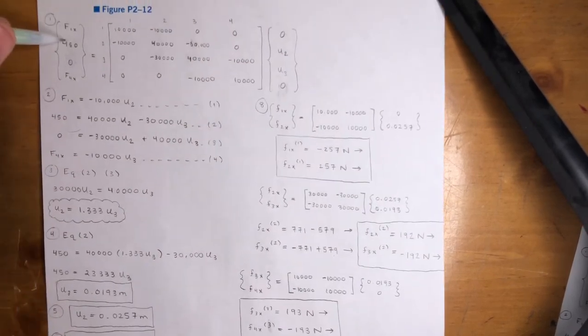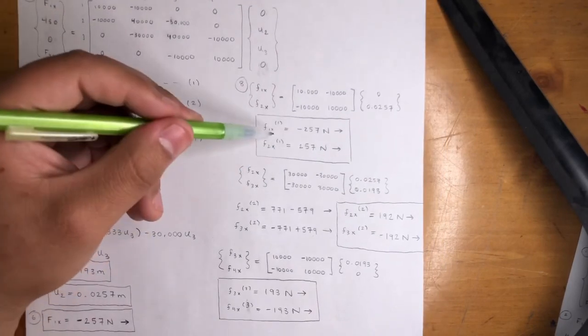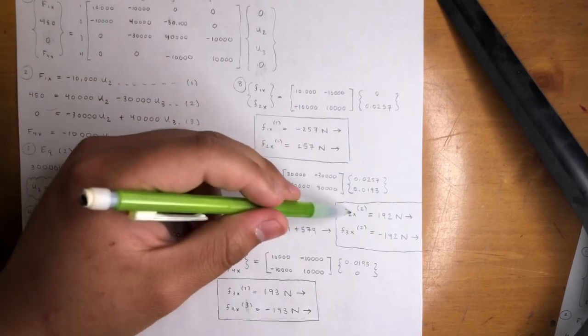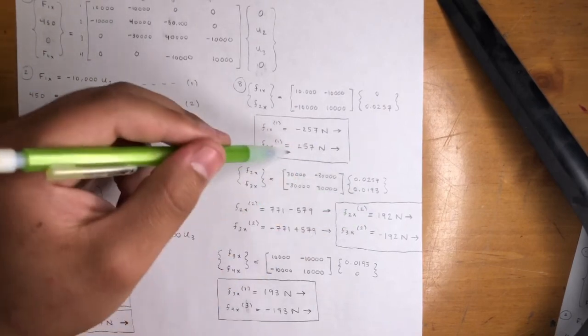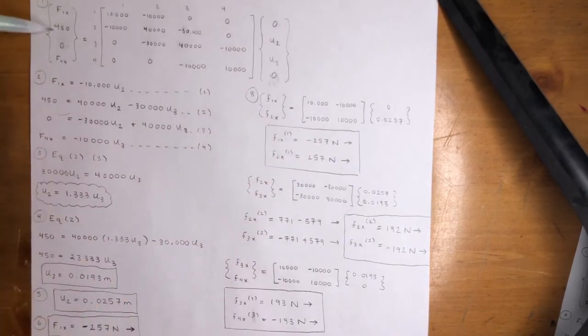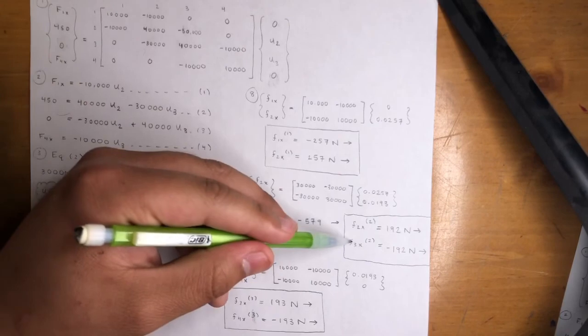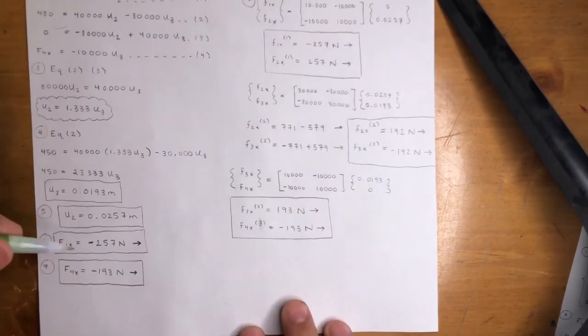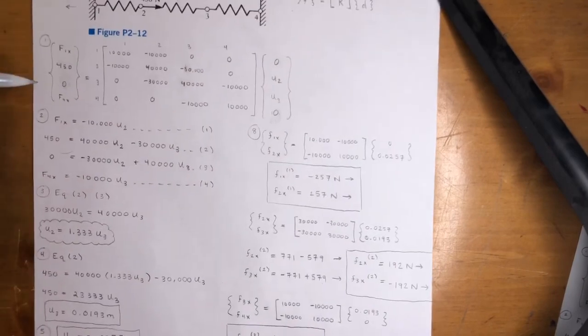The F2x's have to add up to 450. We got an F2x here, that's 257. Got an F2x here, that's 192. Add them up, you get 449, which is 450. Again, we're off by 1 newton, we're all good. Nothing else. So they add up to 450. That means we did something right.